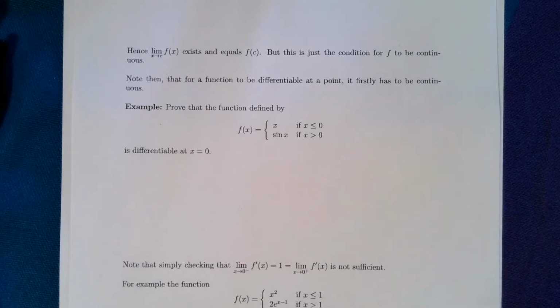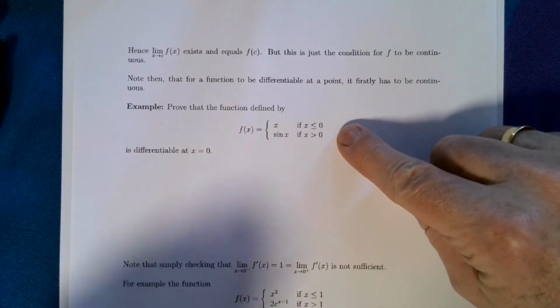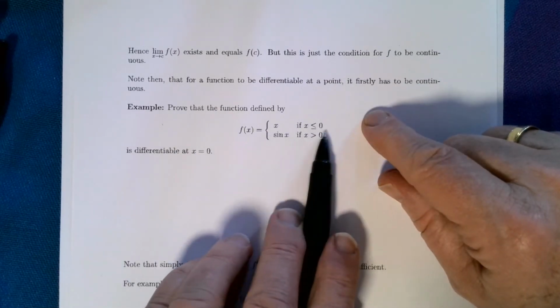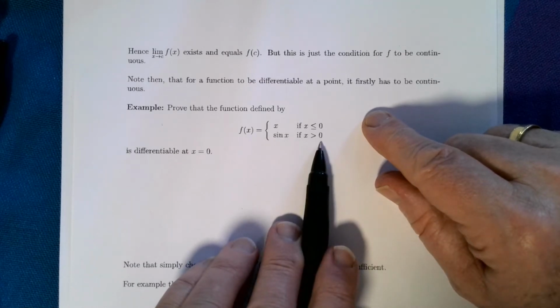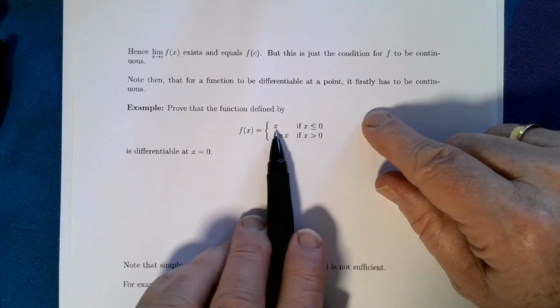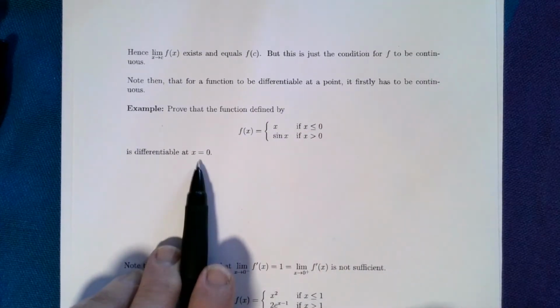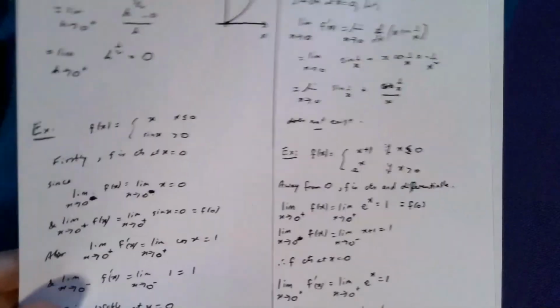So I'll do a couple of examples of this, and the first one is here. We've got a split definition function. f of x looks like x if x is negative, and it looks like sine of x if x is positive. And at x is 0, it's just equal to x. We want to show that this is differentiable at x is 0. That's the point where we're trying to glue the two functions together. So here's the solution to this.